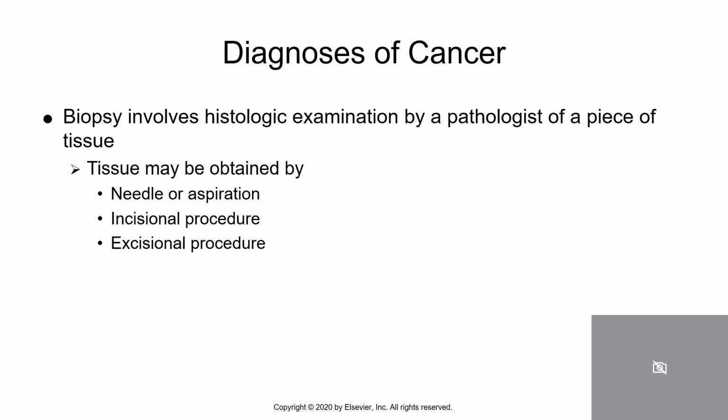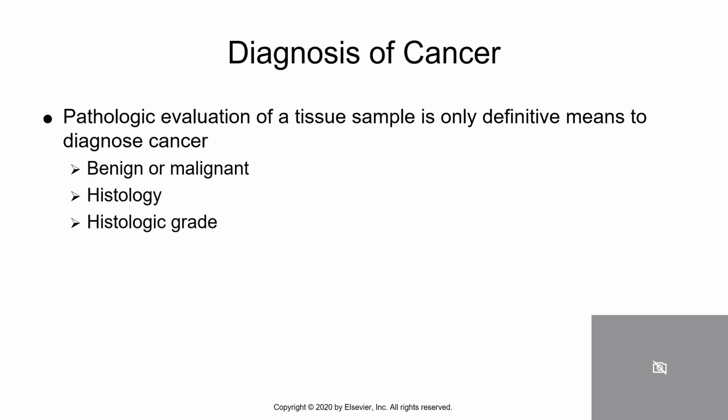When biopsies are performed, that is when there's going to be a histological examination. The pathologist is going to look at the tissue. Tissues can be obtained various ways, maybe through a needle aspiration or an incisional procedure or an excisional procedure. Those are different routes of obtaining those samples. And during that pathology evaluation, that is actually the only definitive means to diagnose cancer, and they can determine whether the cancer is benign or malignant based on that evaluation.